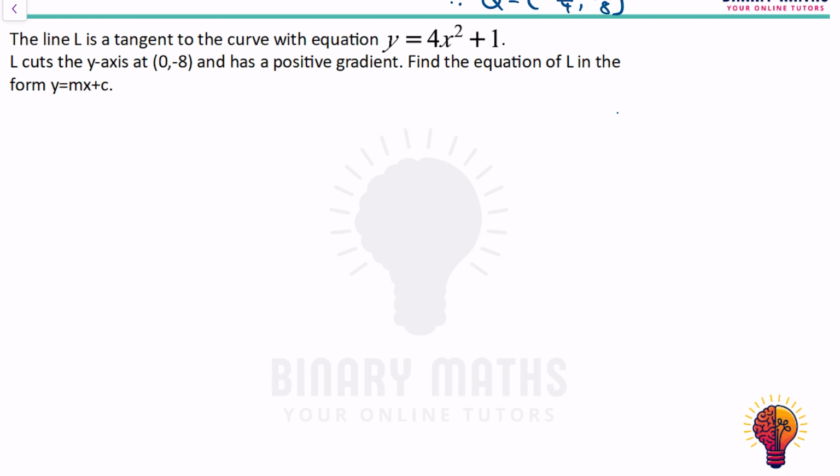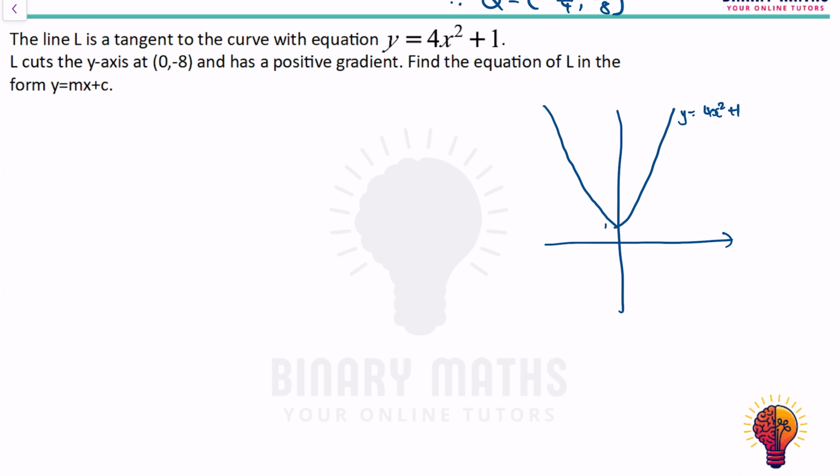So if I do a rough sketch, 4x squared plus 1 will go through there. It's a quadratic, so it'll look like this. y is equal to 4x squared plus 1. Somewhere here we have minus 8 and L cuts through this. And then we're trying to find the equation of this line, L.